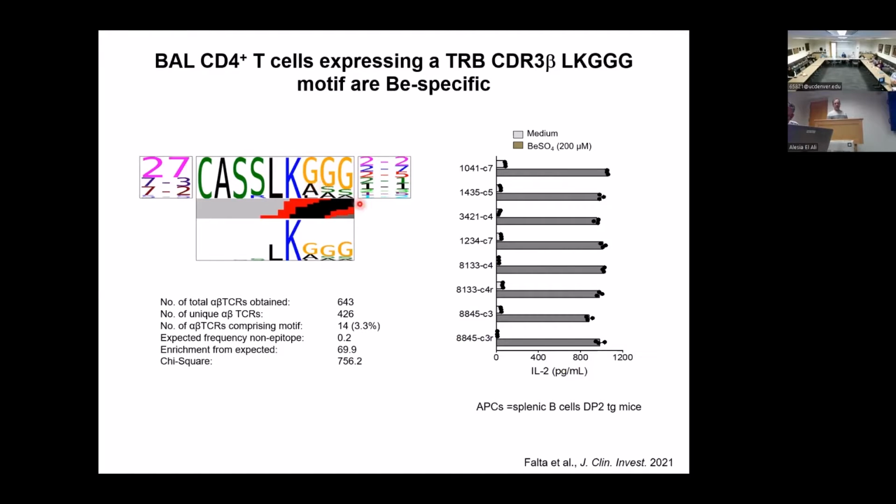We made a number of hybridomas, and sure enough, the data on the right here shows IL-2 production in response to beryllium, showing that these are in fact beryllium specific. In this case, the antigen presenting cells were splenic B cells from an HLA-DP2 transgenic mouse. We rely on those APCs to provide this endogenous antigen, this peptide, to complete the ligand. We don't know what it is, but it's clearly there because we see a positive response.